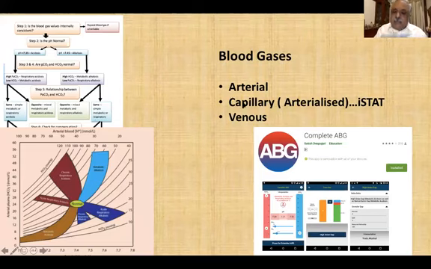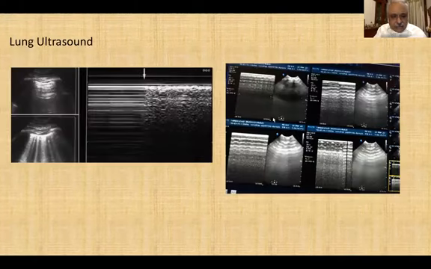We've been trying to do arterialized capillary samples using the iStat machine, which probably is also a good alternate, provided, as I said, the child is quite stable and not hyperventilating. Probably it may be a good option, but then we have to see the data emerge on that.